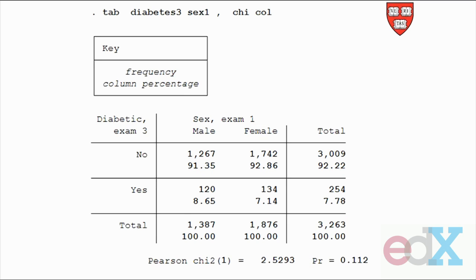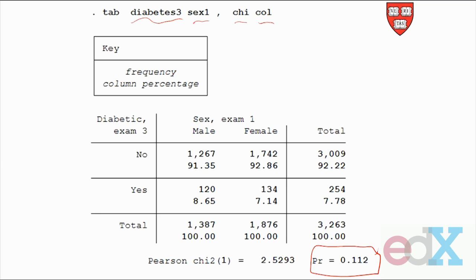So what do we have at exam 3? Here we go, we're asking diabetes 3, and the same with sex 1, and chi-squared and col. And what do we get for the chi-squared? We get that the p-value is 0.112. So we don't reject the null hypothesis that by the time they did exam 3, these two are independent of each other. But remember, what did I tell you?